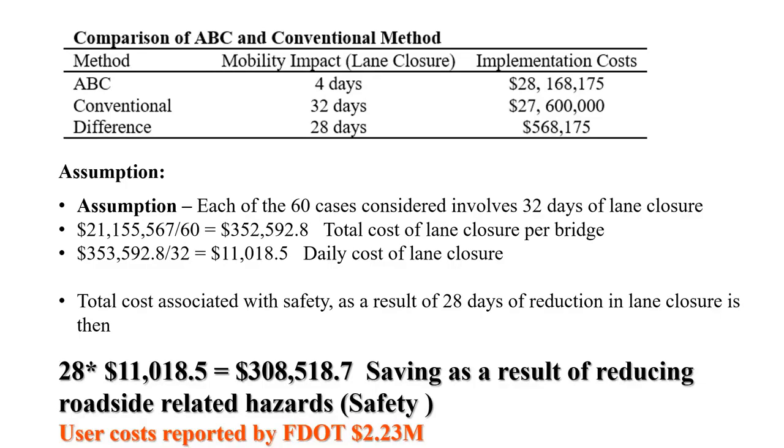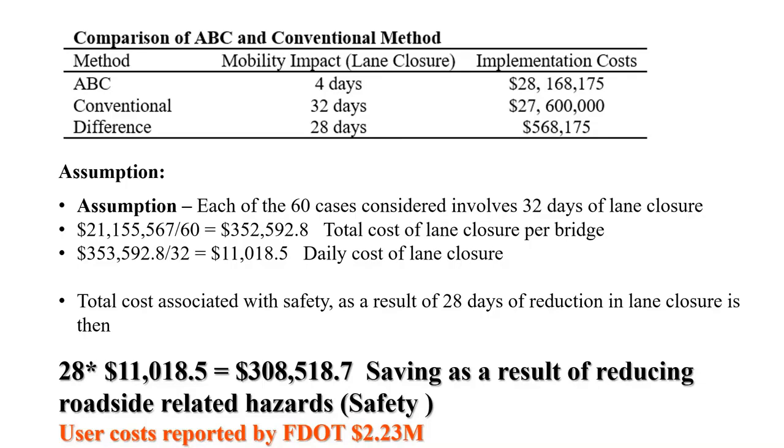Okay. Now our group came up with a number that you see down here: $11,018 per day. This is the cost of all the injuries, accidents, fatalities, and everything else that can happen if you do a lane closure per day. So that $11,018 is the cost of lane closure per day, and that is the cost of the injuries and all that. Again, there's a lot more going on behind that number. Now, if you save 28 days, that means that the safety aspect of using the ABC in this project would translate into $308,518. So that's basically how the work has concluded.